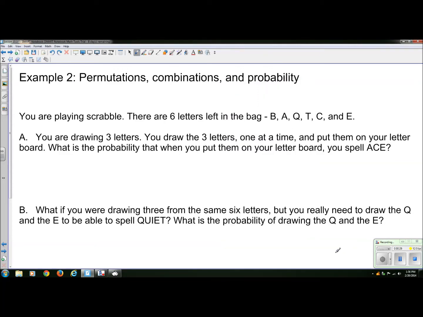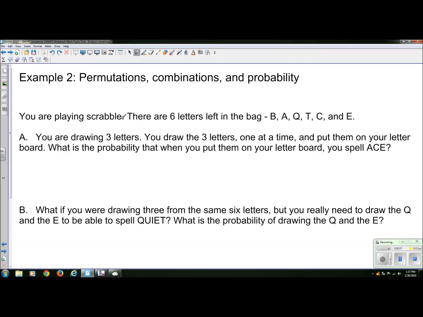Let's think about what we're doing here. When we calculate probability, we want to count the number of ways that an event can occur, and then also count the number of ways that a favorable event occurs, so that we can divide those two things and determine the probability. Because of that, counting is integral to doing probability. Let's look at an example.